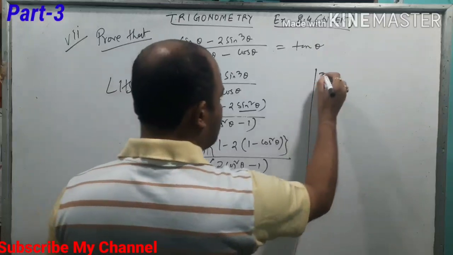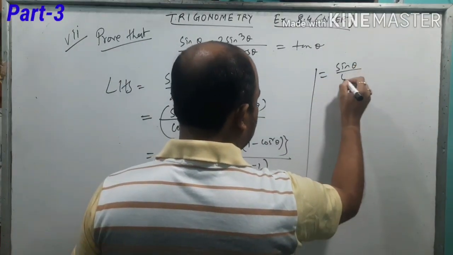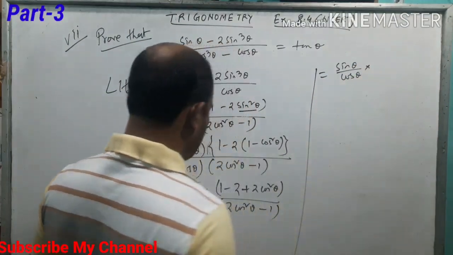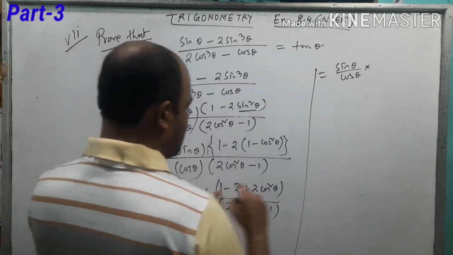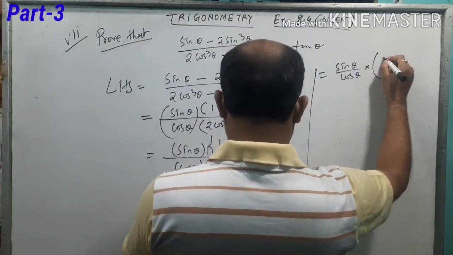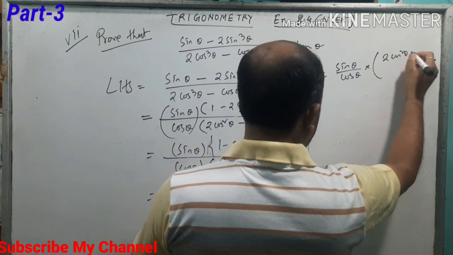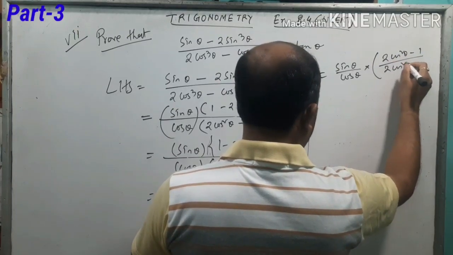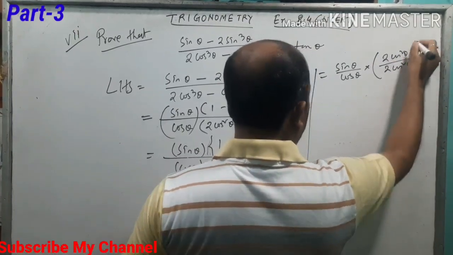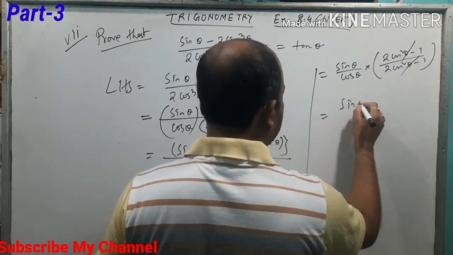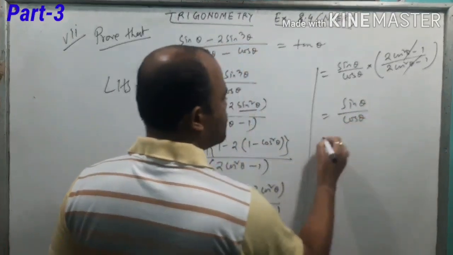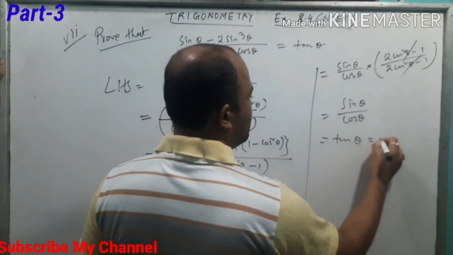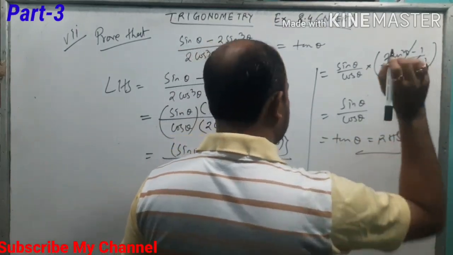See the next step: sin theta by cos theta into minus 2 plus 1 plus 2 cos square theta. So it will be 2 cos square theta minus 1 over 2 cos square theta minus 1. Cancelled. What remains? Sin theta by cos theta equals tan theta equals RHS.